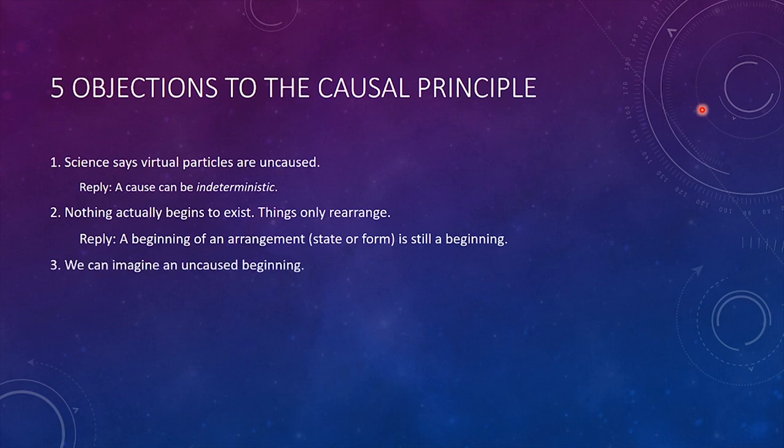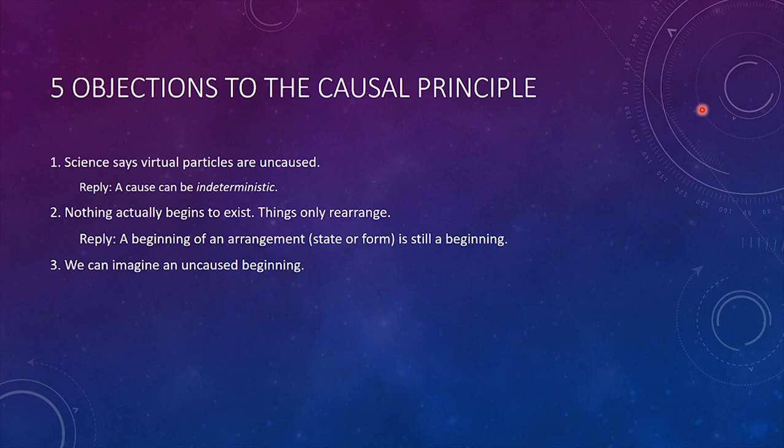A third objection that sometimes comes up is that we can imagine uncaused beginnings. We could imagine, for example, a blue cube just begin to exist without a cause. Now, this objection targets a kind of strong principle that says that it's impossible for something to begin to exist uncaused. And the thought here is that if we can imagine something beginning to exist uncaused, that imagination reveals that it actually is possible for something to begin uncaused. And if it's possible, then maybe our universe began to exist uncaused.